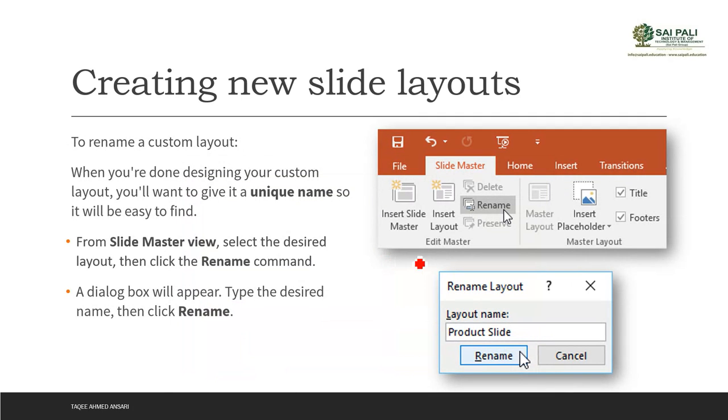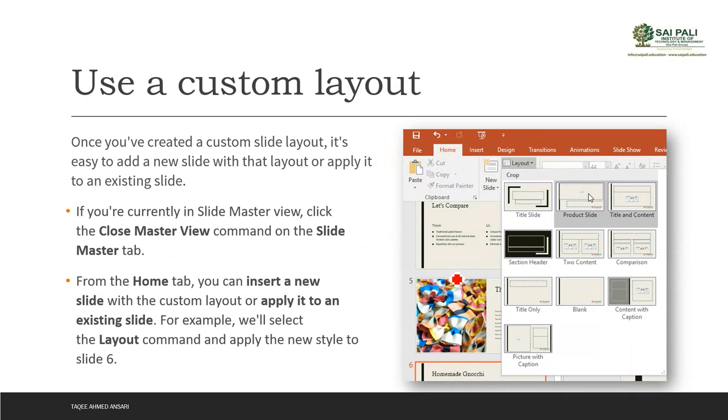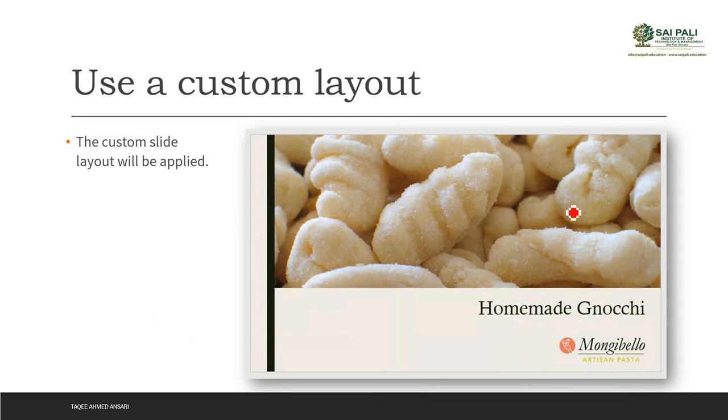Once it is created, you can also rename it so that you can easily identify the layout you created. After renaming it, if you want to use it, you can see it here in the Home tab in the Slides group. You see the layout command drop down. When you drop it down, you can see that slide here, and you can use it on any other slide if you want, and then that will become what you have designed.